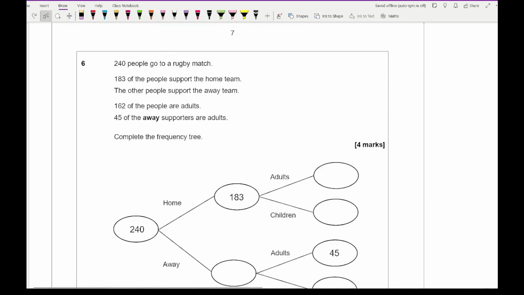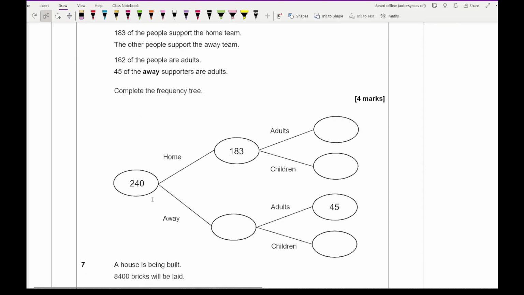So then moving on to question 6, it says 240 people go to a rugby match. 183 of the people support the home team, the others support the away team. 162 of the people are adults, and 45 of the away supporters are adults. And the question is asking us to complete the frequency tree.